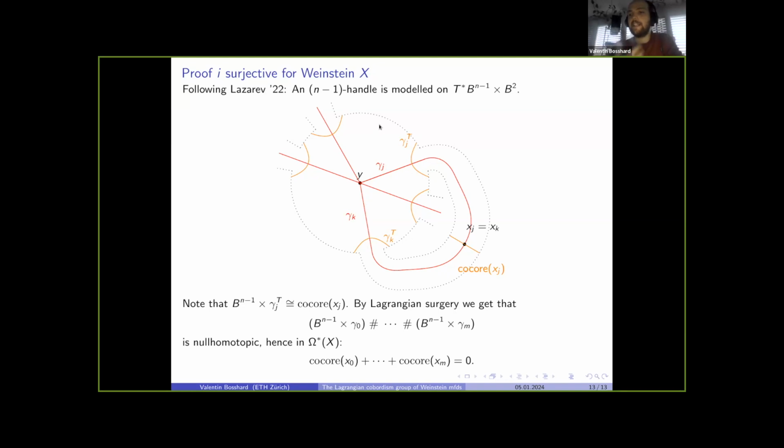So we get something that is Lagrangian cobordant to 0, because before I said it just is relevant where you intersect the core. This was a statement by Jeff Hicks and Andrew Hanlon. So not just the sum of these gamma j's is 0, but also the sum of the co-cores is 0, because the co-cores are the same as this B^{n-1} times gamma j's. Okay, this is all what I wanted to talk about.